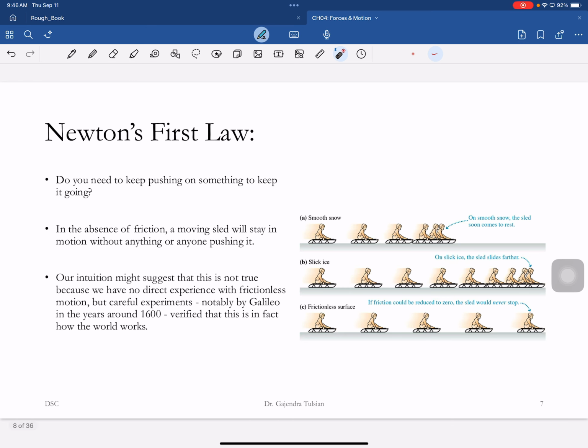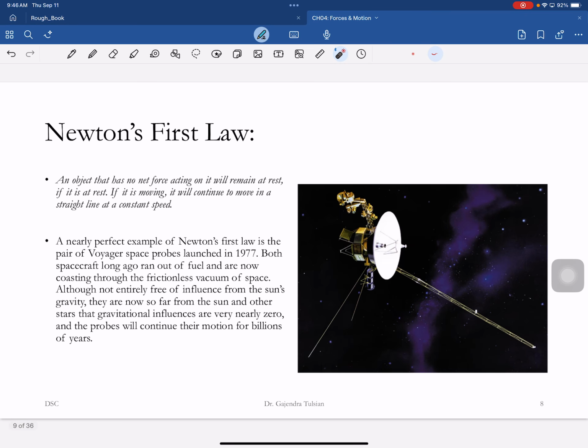So, in the absence of friction, a moving sled will stay in motion without anything or anyone pushing it. Our intuition might suggest otherwise because we rarely encounter frictionless surfaces. Okay? So Galileo was the one who realized that if there was no friction, an object would maintain its velocity. And that's Newton's first law. An object that has no net force acting on it will remain at rest if it's at rest. If it's moving, it will continue to move in a straight line at constant speed. So that's the one that's raised: an object in motion stays in motion.